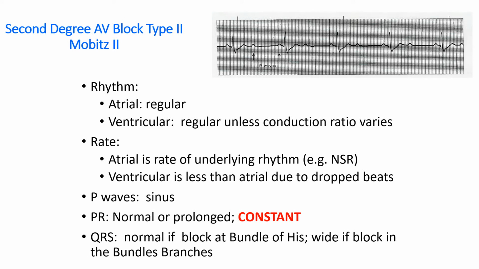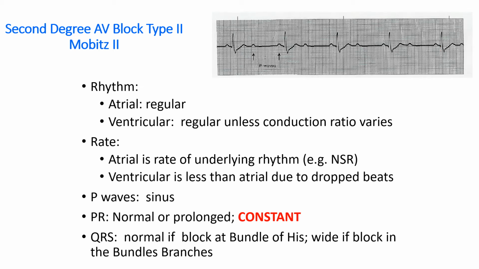The atrial rate is going to be faster, and that's your underlying rhythm, such as it might be going at a rate in the 70s. Your ventricular rate is going to be less because the atrial beats have been dropped, so you have more P's than QRS's. Your P waves are all sinus, and again, if you're looking at your PR interval, they are all the same. They are constant. This is the only high-grade AV block that has a constant PR, and I can't stress to you enough to remember that. That's something to memorize. Your PR interval is constant.